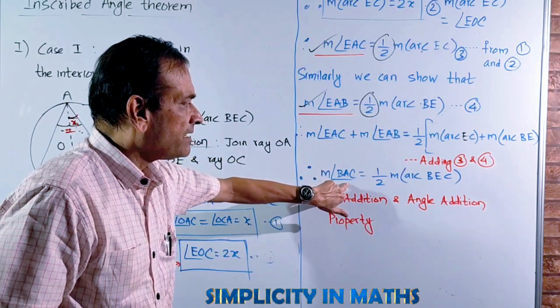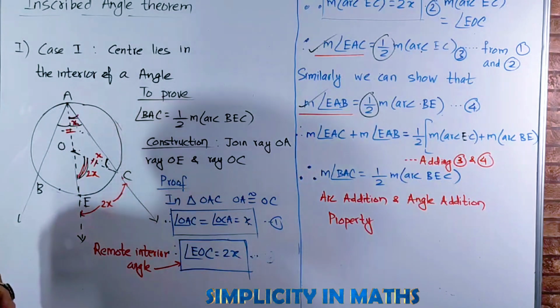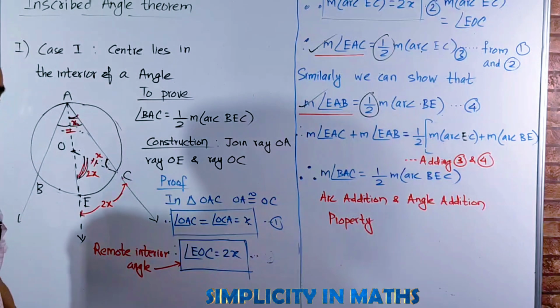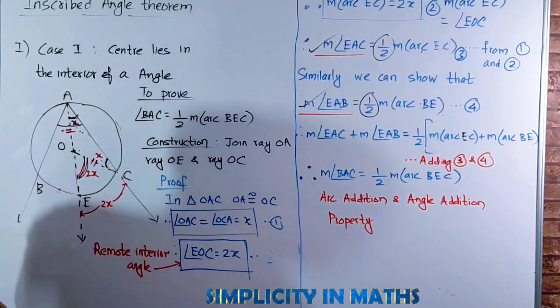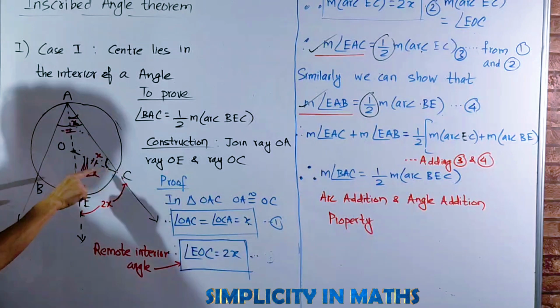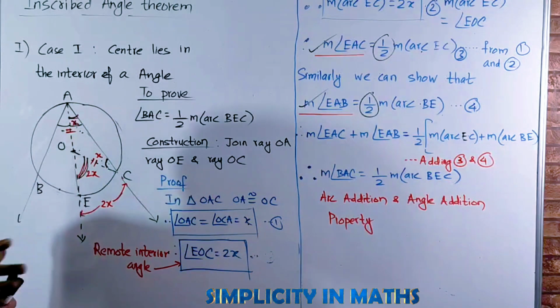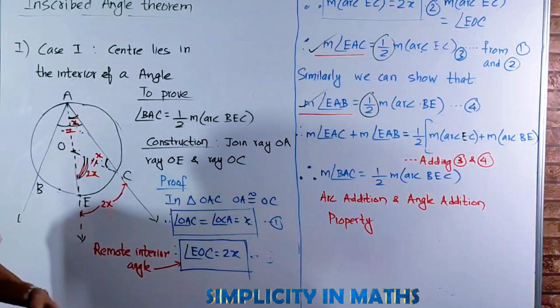Measure of angle BAC is equal to half the measure of arc BEC. Clear? So this was case 1, wherein adding equations 3 and 4 was important and getting this angle as 2x was important. X plus x gives you 2x. Both the things were important, right? So we have shown that the inscribed angle is half the intercepted arc. Based on case 1, we will show case 2 and case 3 also, which are smaller and shorter, right? So we'll go for those now.